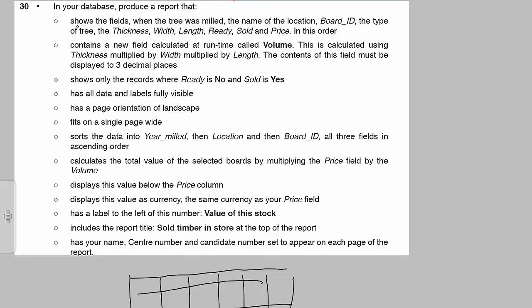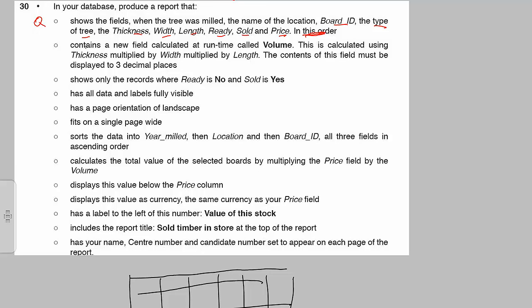So the question first says, you want to show all the fields, and these are the fields that we want. So we need to highlight or underline these fields. So we want the type of the tree, the thickness, the width, the length, when they're ready, if they're sold, and their price in this order. Now, this is very important, okay? You need to make sure you do that. Okay, so this will be part of the query, because this is part of the process where we're filtering the table to the results.